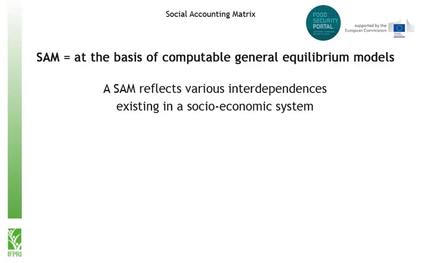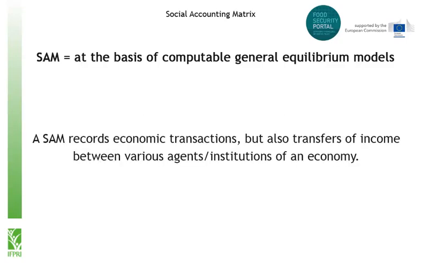And the second point is the fact that the social accounting matrix records not only economic transactions like production and consumption, but also transfers of income between various agents and institutions of an economy. So you've got production, final consumption, intermediate consumption, and so on, exports, imports, but you've also got transfers of income between, for example, households and governments, between enterprises and governments, between households and enterprises, and so on.